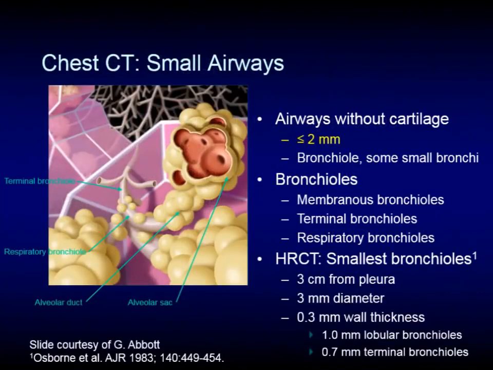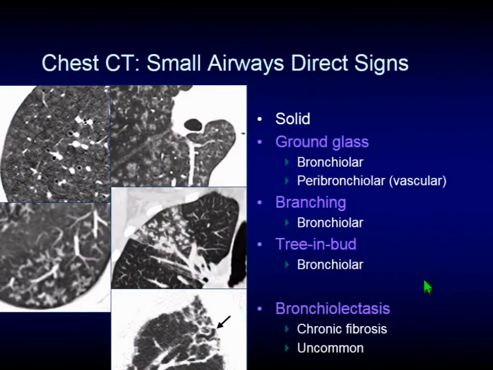Okay, so we're moving on to small airways disease. The small airways are those without cartilage, generally 2 millimeters or less, and they represent bronchioles, or in some cases very small bronchi. The bronchioles we're talking about are the membranous, terminal, and respiratory bronchioles. This has changed over the years with better CTs, and we can probably resolve these bronchioles even maybe 1 centimeter from the pleural edge.